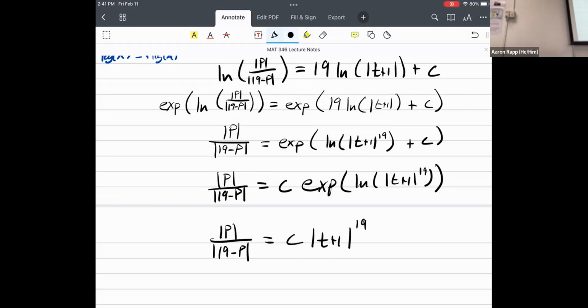Almost done. Almost done. All right. I still need to figure out just a function of p if I can.